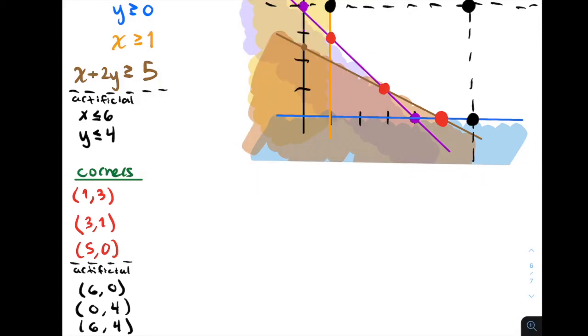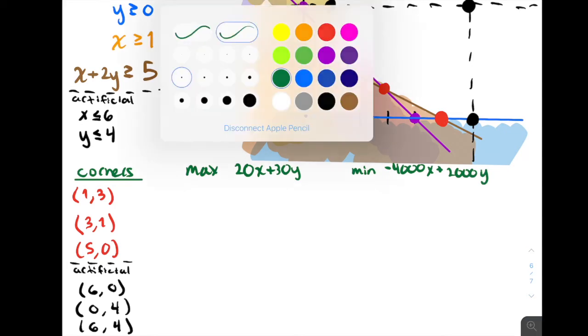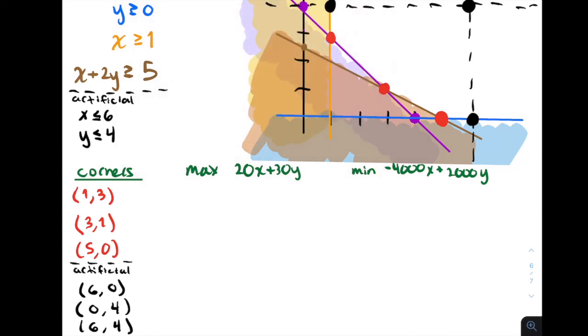I forgot to write them down before, but I'll write down the objective functions now. The first is to maximize 20x plus 30y, and the second will be to minimize negative 4,000x plus 2,000y. Our first corner of (1, 3) for our first objective function, 20x plus 30y, can be worked out to be 110. For our second corner, (3, 1), we can find it to be 90, and for our third to be 100.